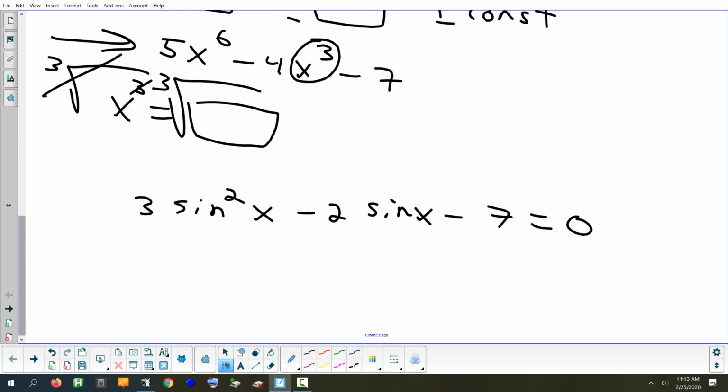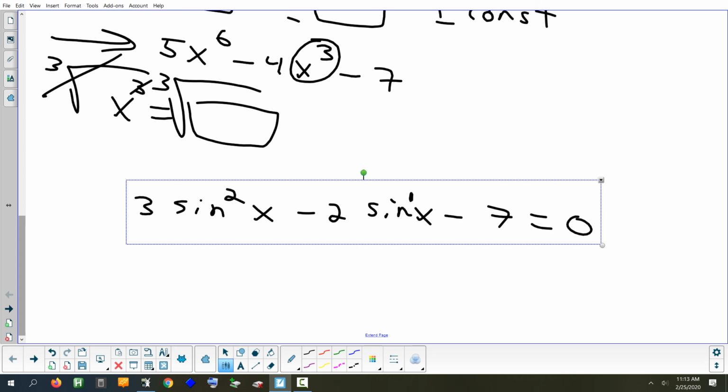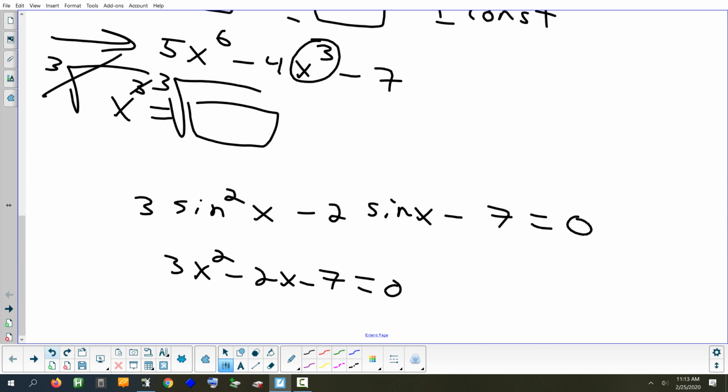It has the same trig function, sine, sine, so that's good. It's not like we're mixing sines and cosines. And this exponent is double that one, if you really want to write it: a 2 and a 1. If you can solve this problem, then solving the one above it is exactly the same. There's no difference.